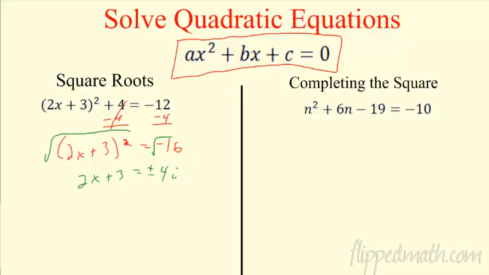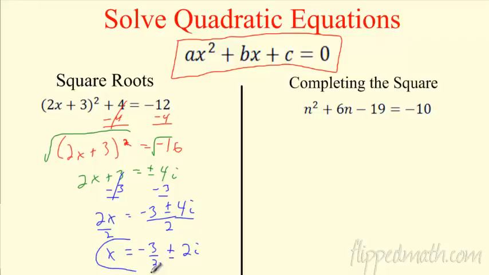Awesome. Once you have that, let's just wrap it up. I'm still solving for x, so I'm going to subtract 3 from both sides. So those cancel, so I've got 2x equals negative 3 plus or minus 4i. And what's the last step here? Divide everything by 2. So really, x is going to equal, and I'm going to split this fraction, negative 3 halves plus or minus, what's 4 divided by 2? It's 2. It's that bad boy right there.